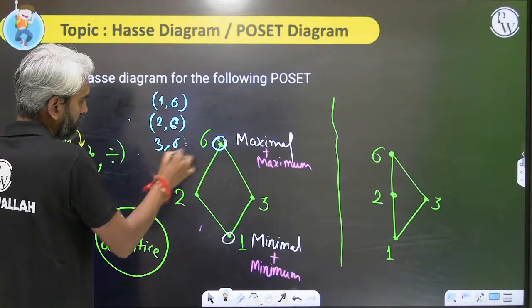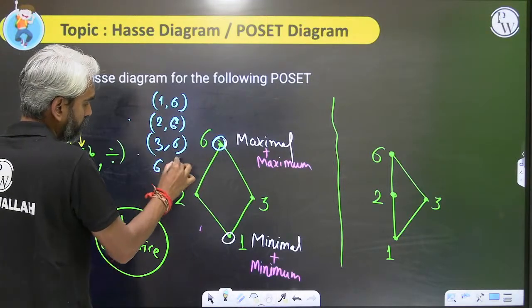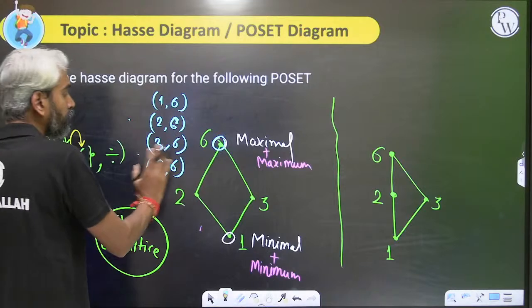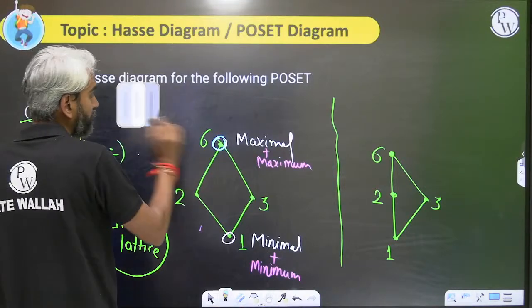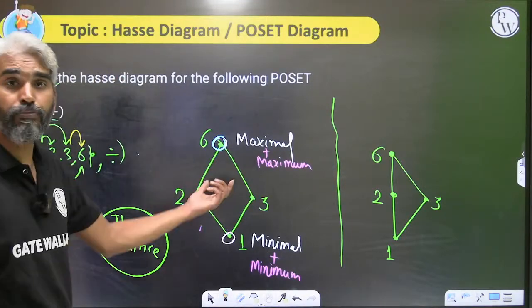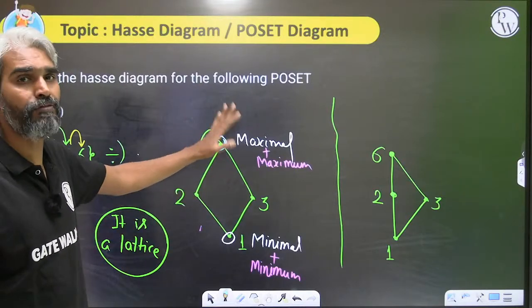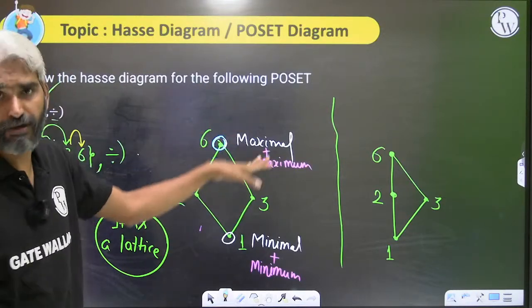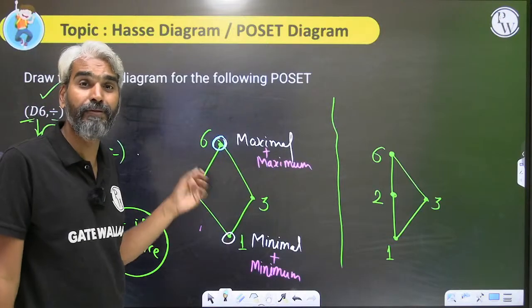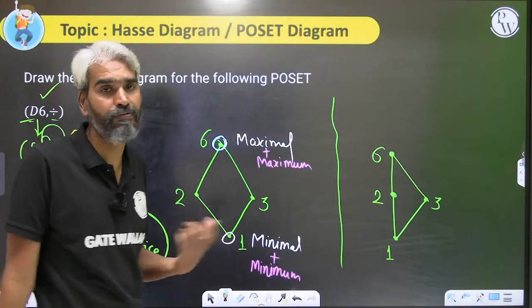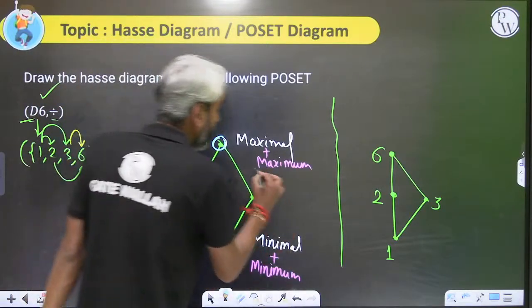3 divides 6, so 6 is on the upper side of 3. 6 divides 6, so 6 is on the upper side of 6. So 6 is on the upper side of all the elements. Therefore, 6 is the maximum element. It is also maximal, because there is no other element apart from 6 itself which is on the upper side of 6. But 6 is on the upper side of every other element of the poset. Therefore, it is a maximum element.